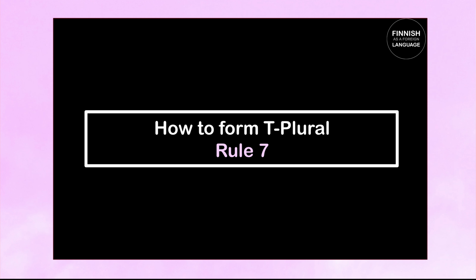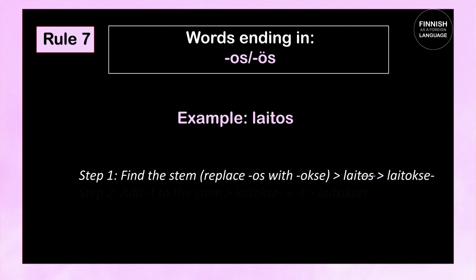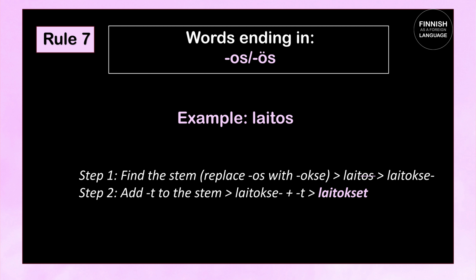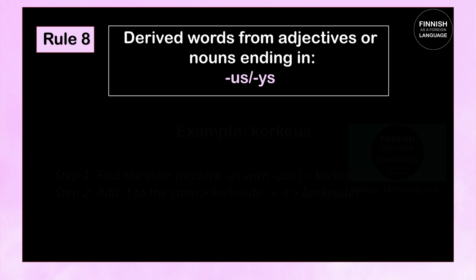Alright, we move on to rule number 7, words ending in os or ös. Here's one example, laitos, meaning institution. In the first step, we want to find the stem. That means here we have to replace the ending os with kse. So that means laitos changes to laitokse. Then in the second step, we have to add T to the stem. So that means we have laitokse plus T is laitokset. Laitokset, meaning the institutions. Rule number 8. Here we are talking about derived words from adjectives or nouns ending in us or ys.